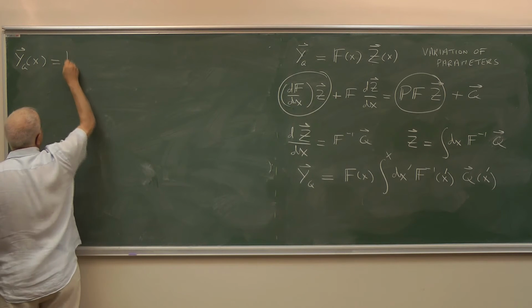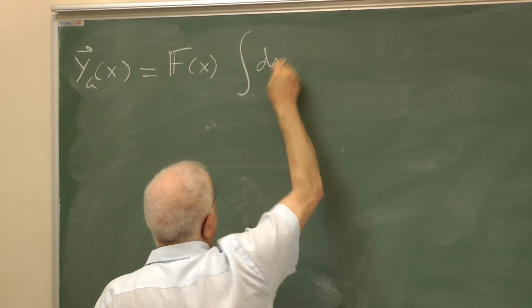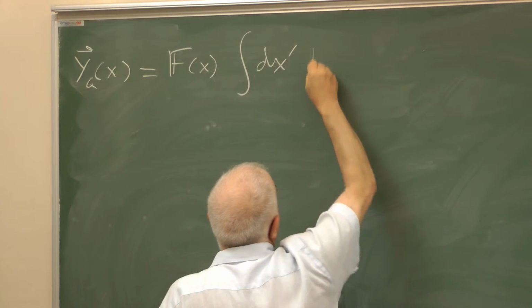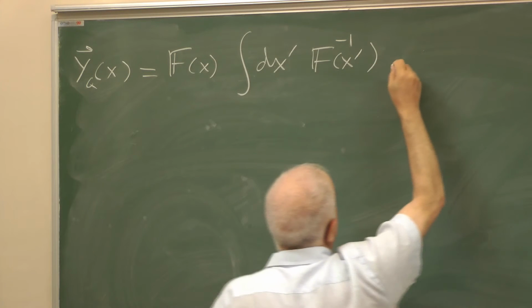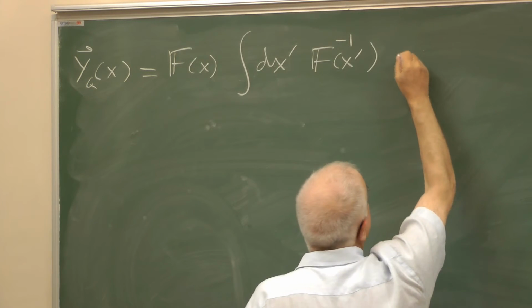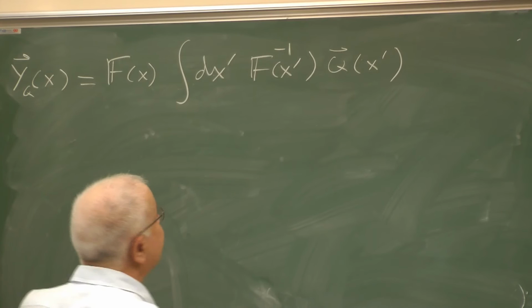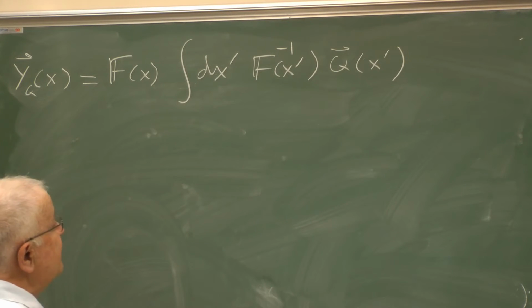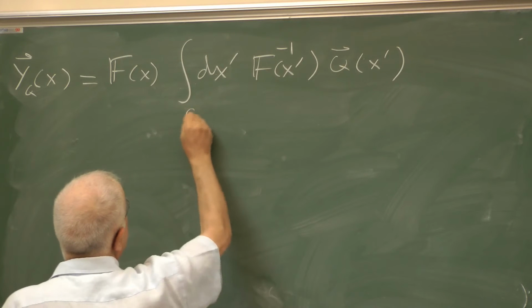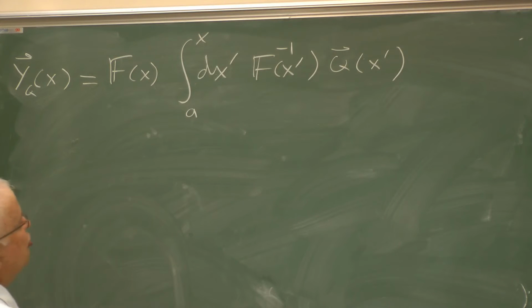I will say it is the fundamental matrix F, integral over x prime, F inverse of x prime, q of x prime. And my limits, now I'll say a to x. A is my initial point.